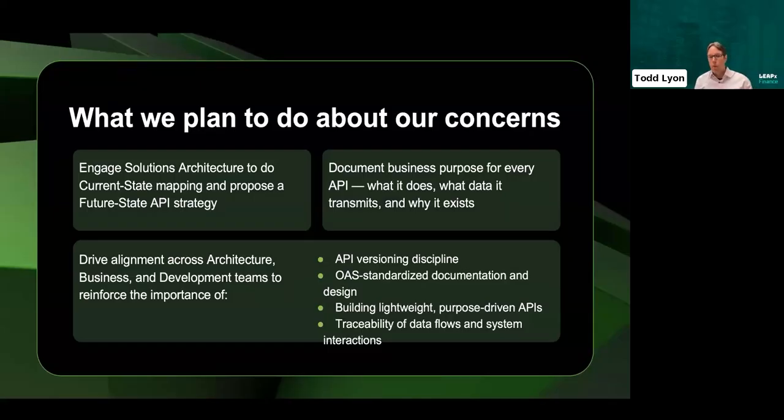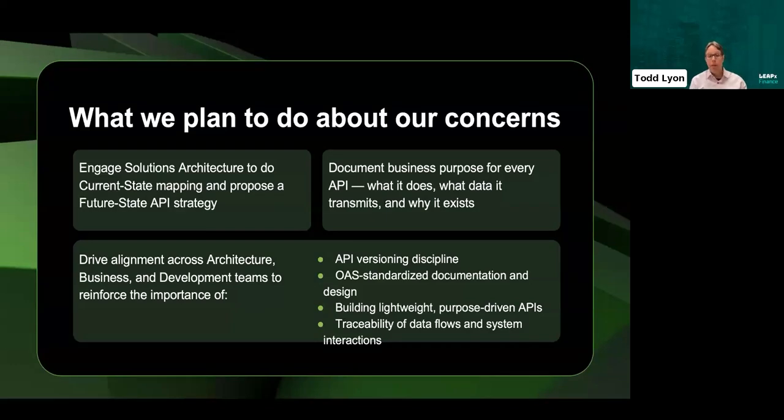We also want to enforce with our development teams API versioning discipline, make sure that we do not remove an older API version until we're sure that nobody's using it, and make sure that as we do upgrade to new versions, we still support our older API versions. We also want to make sure that we adhere to OpenAPI standards and have the appropriate documentation.